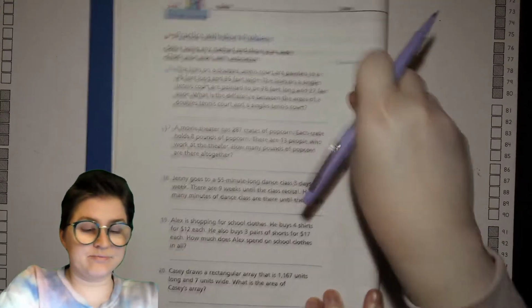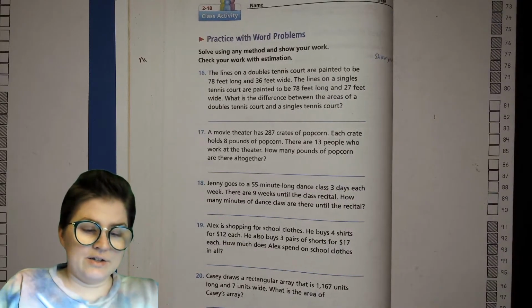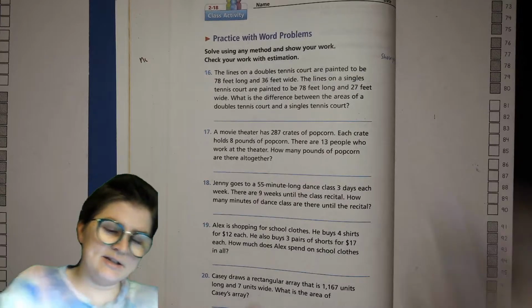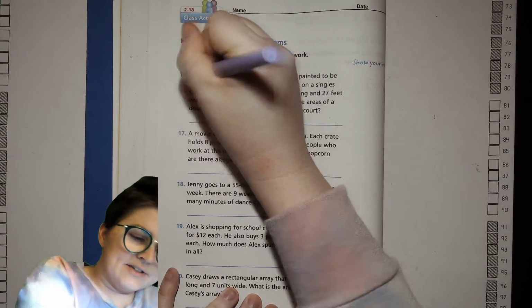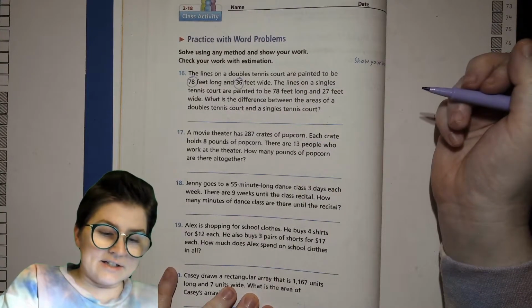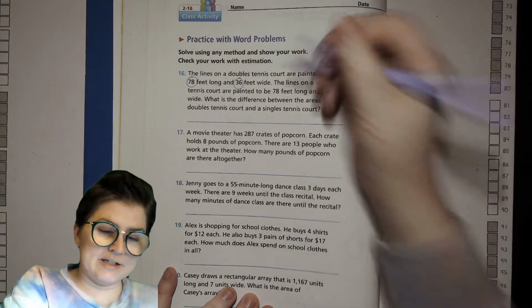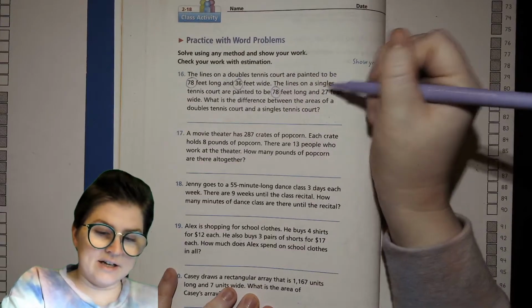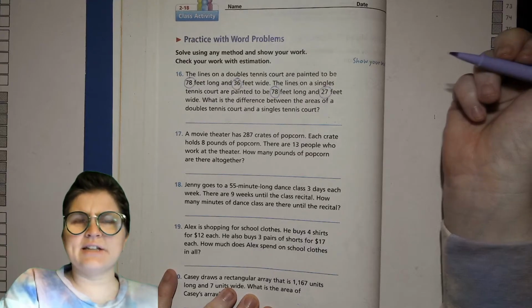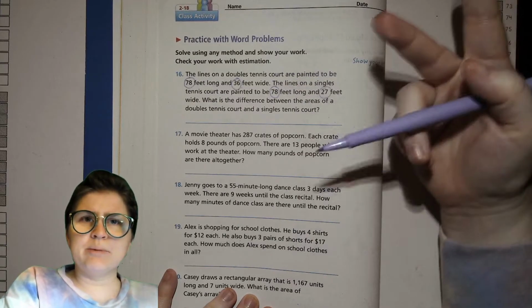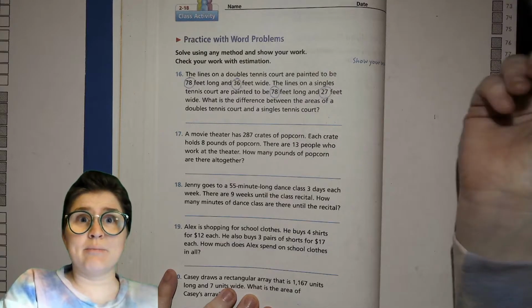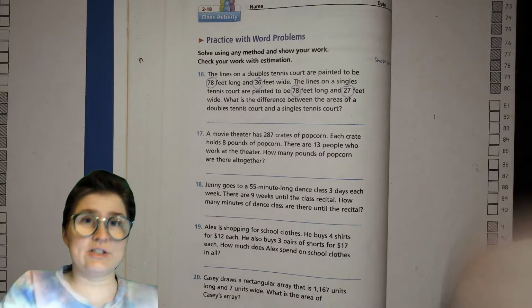So, you can use any method you like. The lines on a doubles tennis court are painted to be 78 feet long and 36 feet wide. The lines on a singles tennis court are painted to be 78 feet long and 27 feet wide. And if you don't know what doubles and singles in tennis is, doubles is when you have 2 people on each team, and singles is when you're playing one-on-one, like 1 person on each side of the little net.